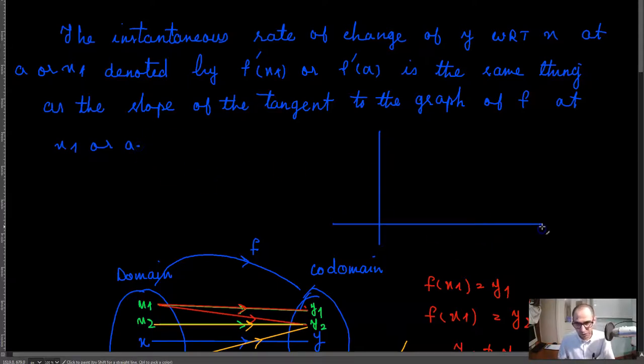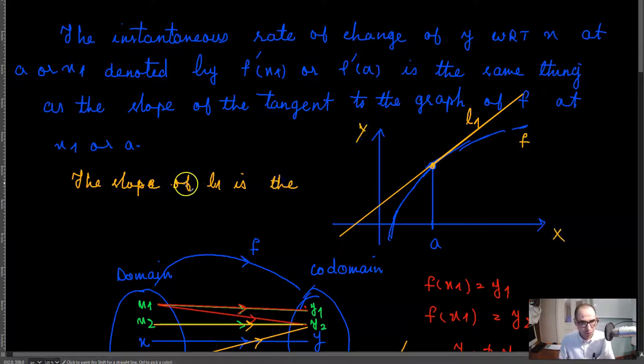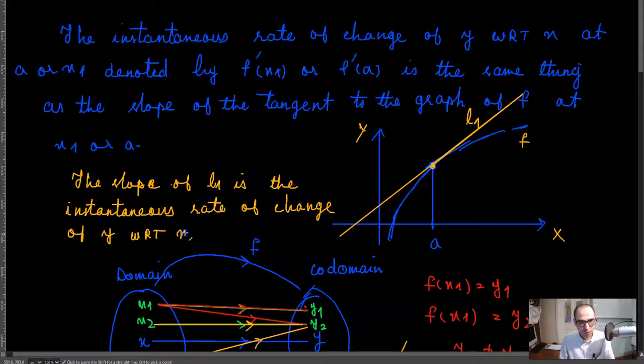So what this means is that if you have a function over here, for example something like this, and you call this point a, and you have a point over here on the graph of the function, and this line represents the tangent to the graph of the function at this point, call this line L1. Then you could say that the slope of L1 is the instantaneous rate of change of y with respect to x at x1, at a essentially.